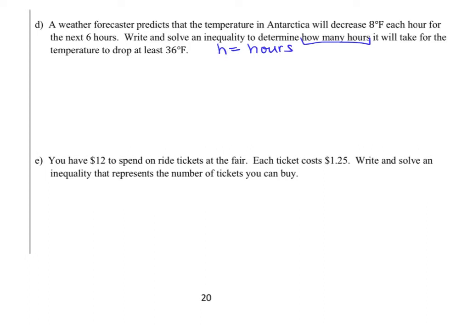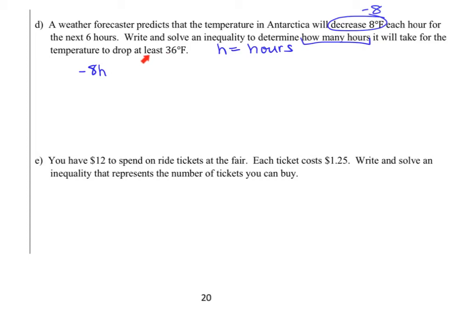The problem's also saying that the temperature is going to be decreasing 8 degrees Fahrenheit each hour. So because it is decreasing, that means that it's going to be a negative 8, so we need a negative number. So we are decreasing 8 degrees Fahrenheit for some amount of time, and we're trying to figure out how long it will take for the temperature to drop at least 36 degrees Fahrenheit. So we don't want it to drop more than that.